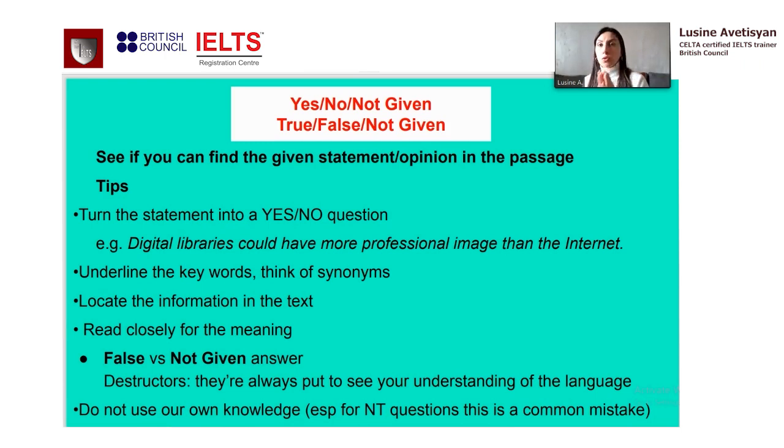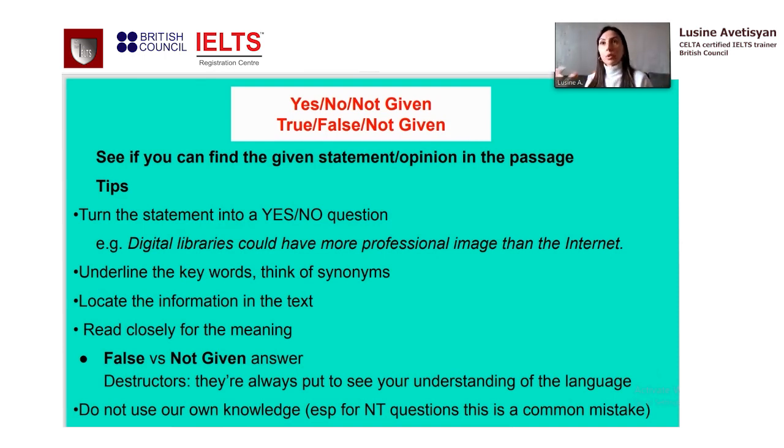There will always be distractions for you, something to get you confused about your answer. But believe me, if you follow the techniques, you know what you're doing, then you're less likely to be tricked. Okay. Oh yes, before I forget, please, please, please do not ever use your own knowledge, your own information when you answer the questions, especially for not given questions.